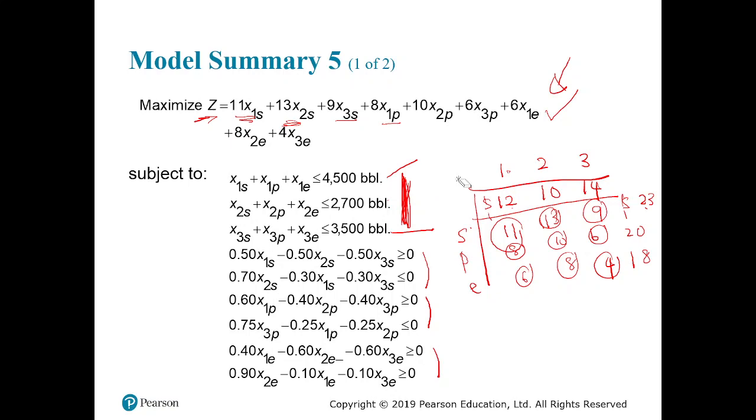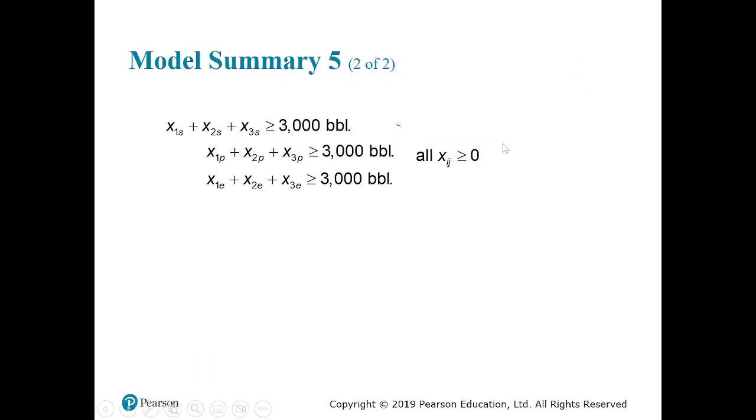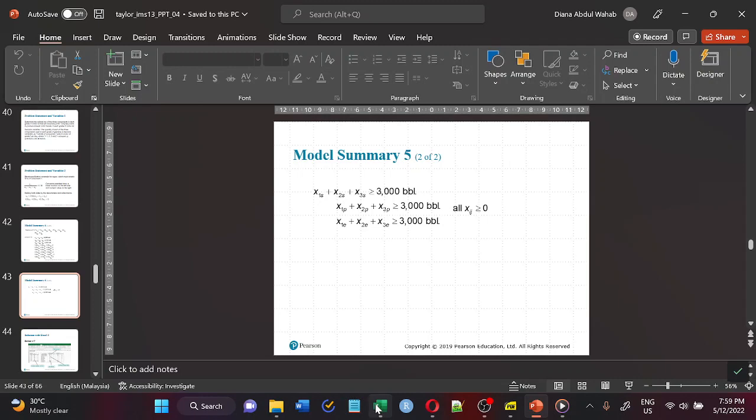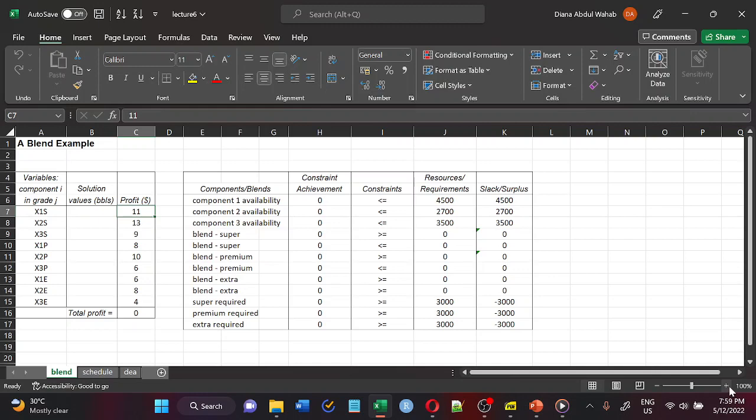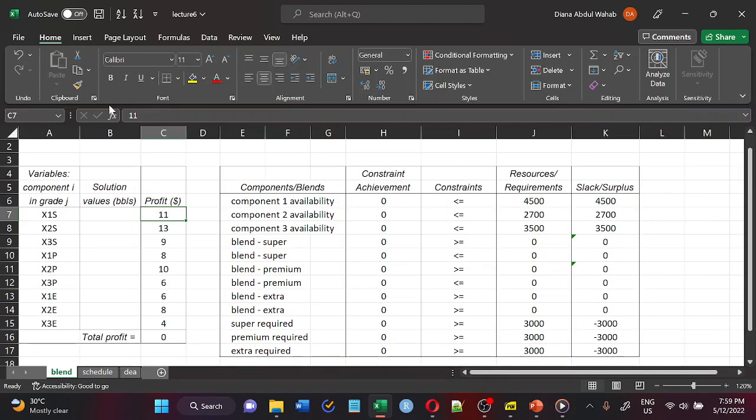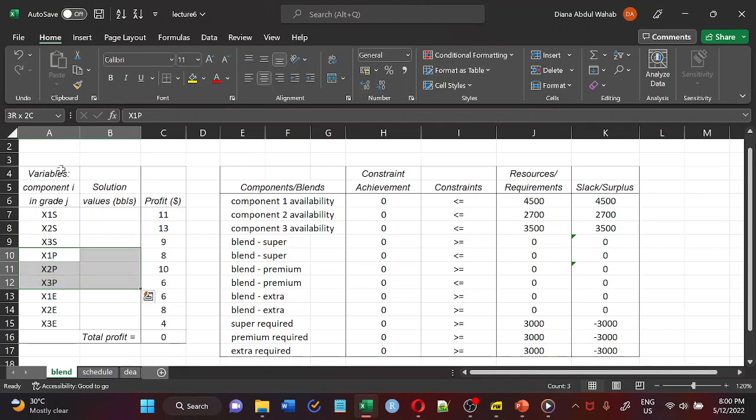Now we want to try to solve this using Microsoft Excel. For this I have actually given you the Excel file which I have uploaded on Spectrum. So it looks like this. Here is the component i in grade j. So basically these 3 will tell you how much of component 1 to 3 will be used in super, and the next 3 will tell you how much of component 1 to 3 will be used in premium and extra. And here on column C we have the profits.